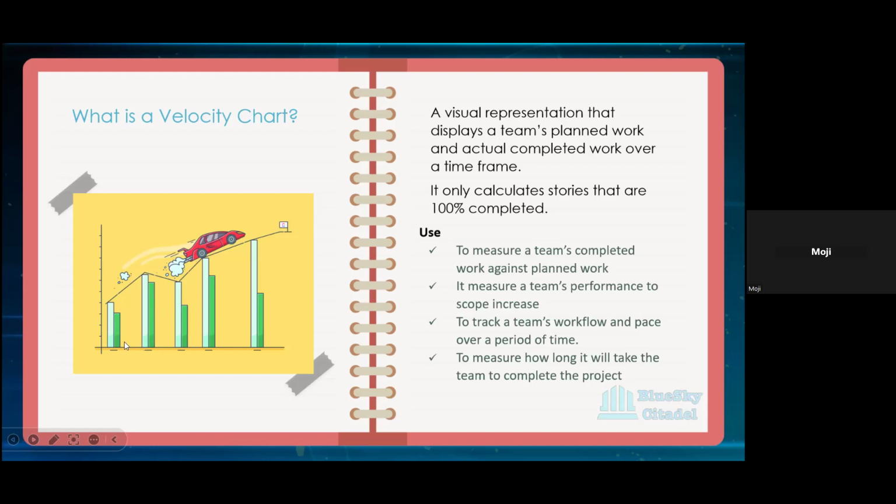Okay, so for this particular team, you can see they were improving once they start. So this is for a sprint. You can see they committed to that. They didn't finish much.